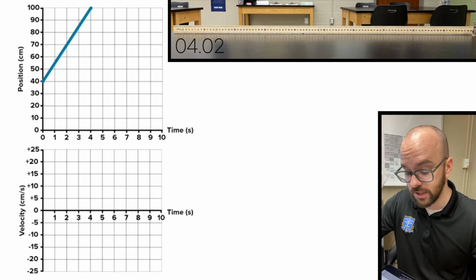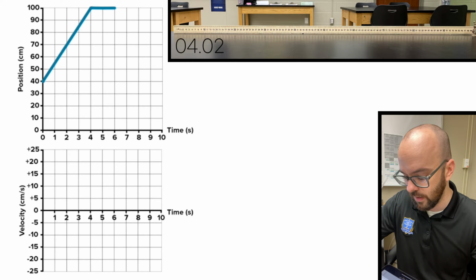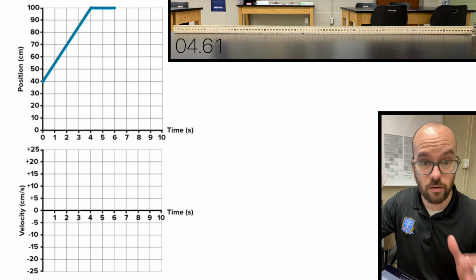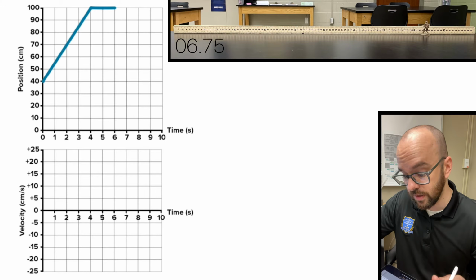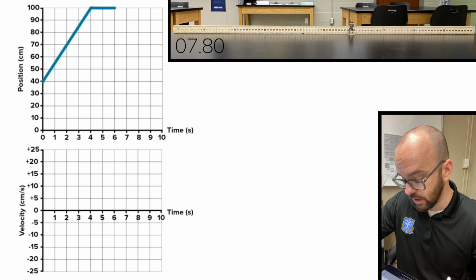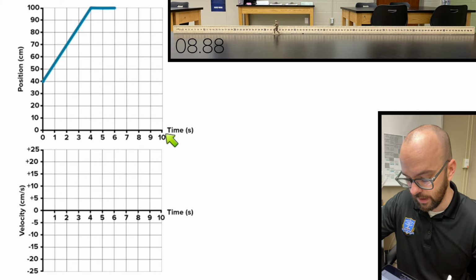Now the toy soldier is going to stay at the position of 100 for a couple seconds. So I'm going to extend this line out, keeping it at the same position of 100 for 1 second and then another second right there when my clock is at 6. As soon as the stopwatch hits 6 seconds, the toy soldier is going to sprint in the opposite direction, and it's going to reach a position of 0 once the time gets to 10 seconds.